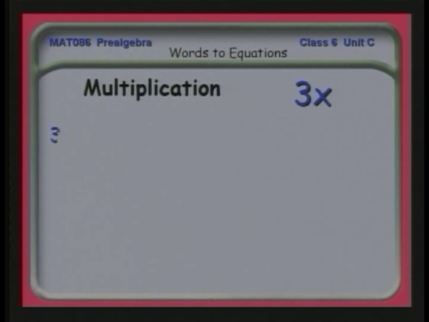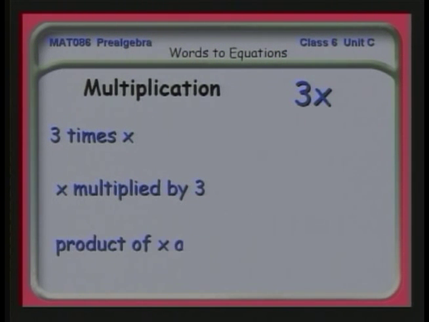Now let's look at multiplication. For example, 3x. How would you say that? 3 times x is one way. X multiplied by 3, fairly straightforward. Remember the word product? It's what you get when you multiply things. We could say the product of x and 3. All of these phrases would indicate that you need to multiply something by something else.